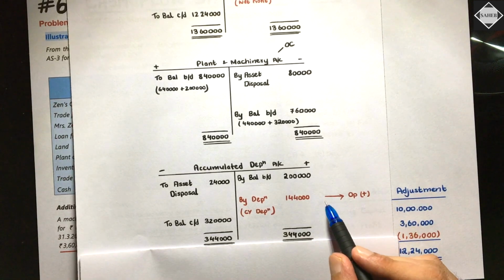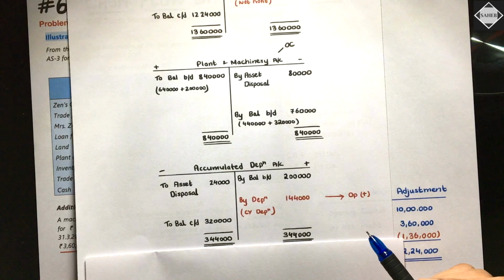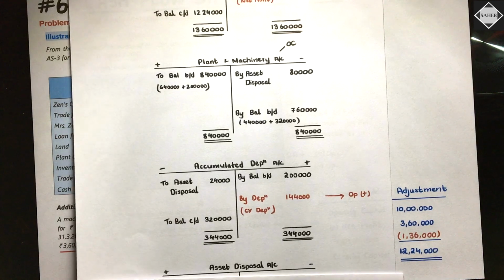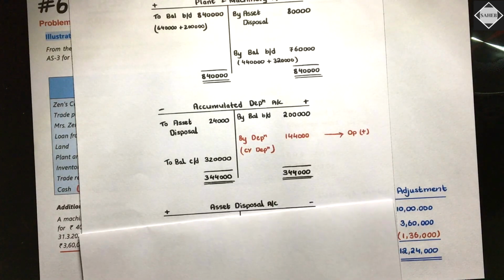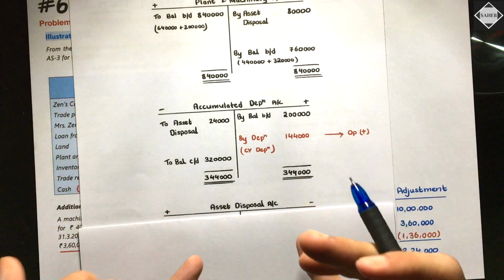So what we have to do of this, we have to add this in the operating activity, isn't it? In the indirect method, we reverse the non-cash. Yes, that's what this is. Fine, understood. Now we have to open asset disposal. Why do we need asset disposal? Because we have sold the asset, right? So we have to know whether we have made a profit or loss on sale.